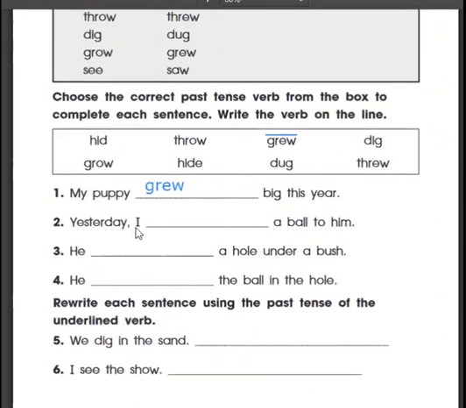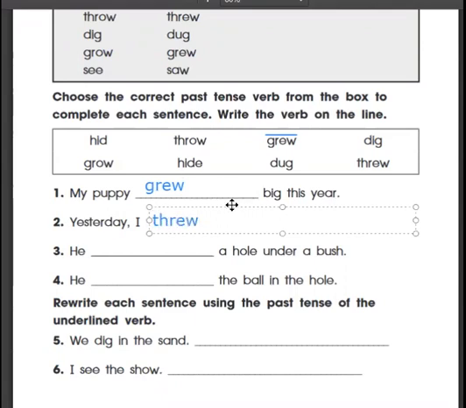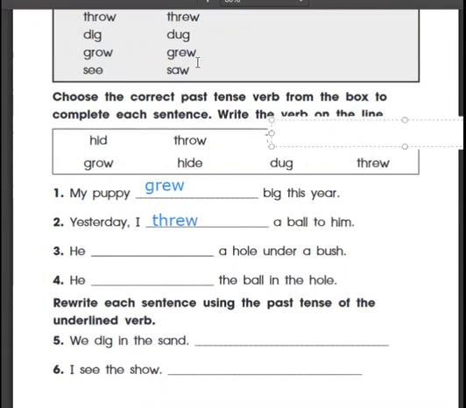Number 2 says, yesterday I blank a ball to him. What do we do with a ball? Yeah, so now we want the past tense. So we are going to say threw, T-H-R-E-W. That's a lot like grow and grew. So we have grow and grew, and we have throw and threw. I'm just going to cross that one out too. So we've got, and I'm just going to go ahead and fix that because it's making me crazy. Excellent.